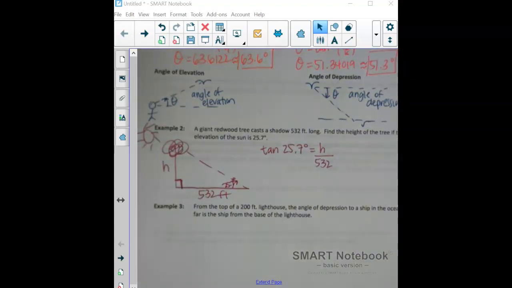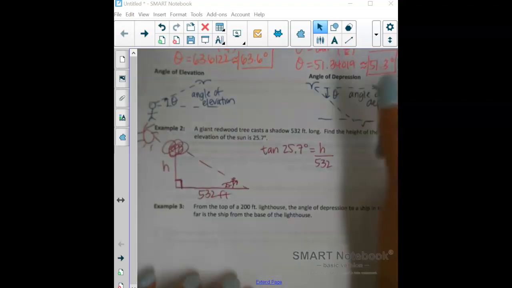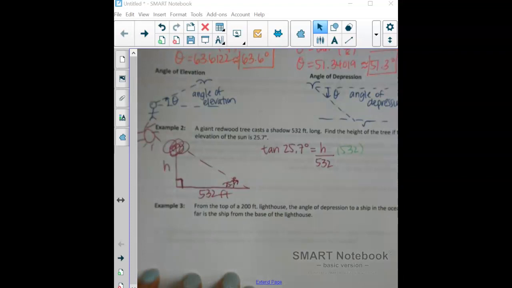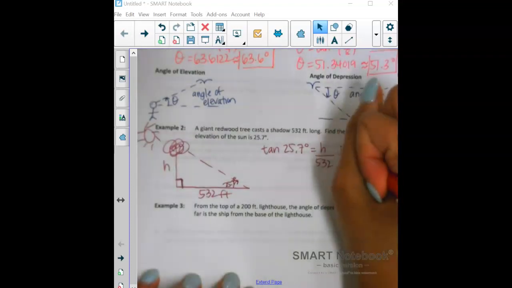David, do I need to do the inverse for this question? No, I'm not finding an angle, so you don't need to do the inverse for this problem. So instead, I'm just going to multiply both sides by 532 on each side. Let me actually do that in a darker color because y'all can't see that. Let's do 532 on each side.